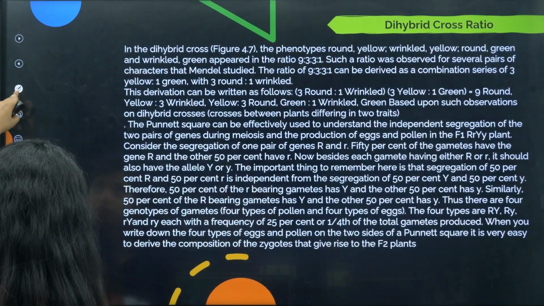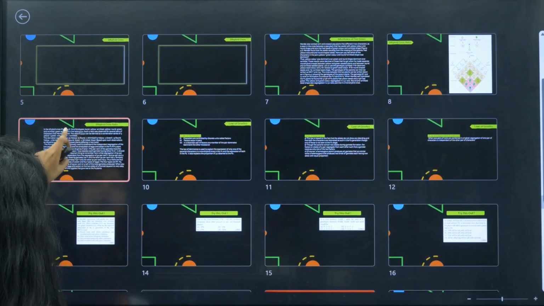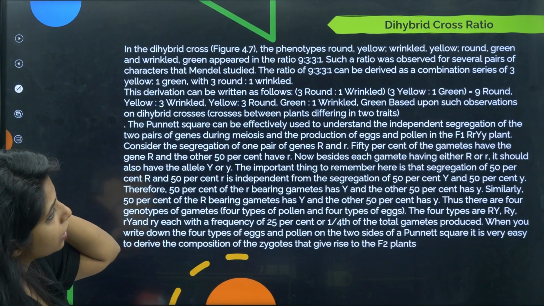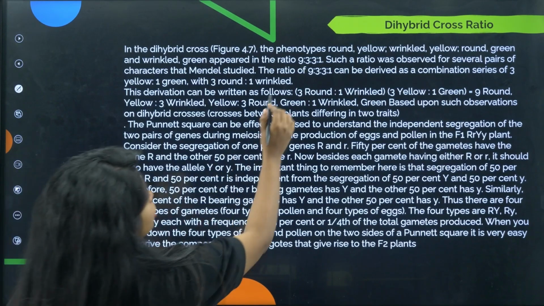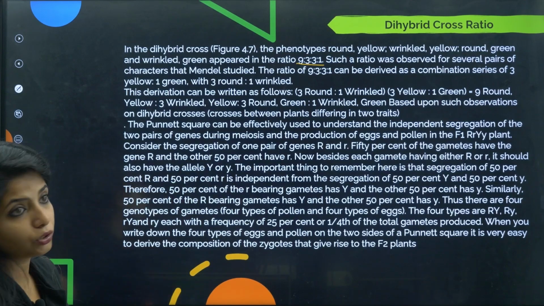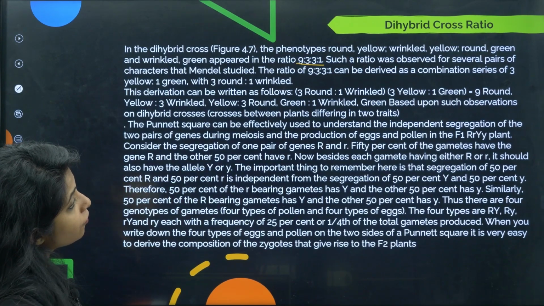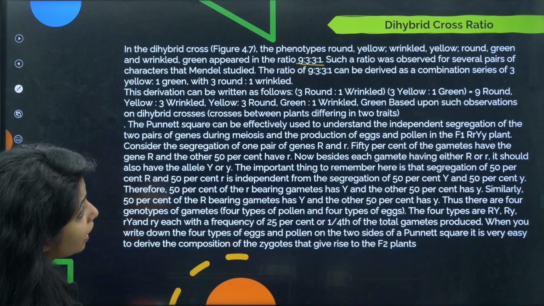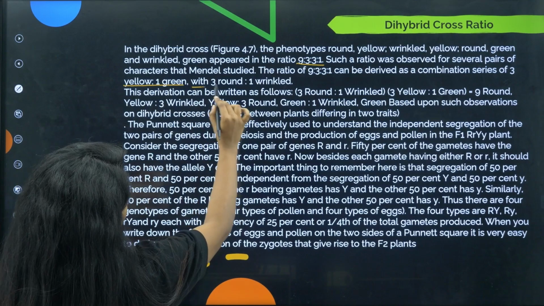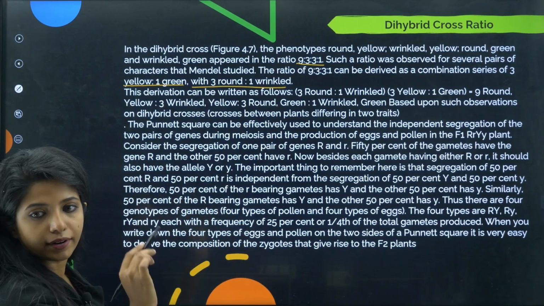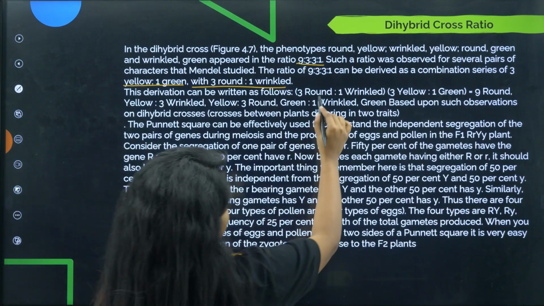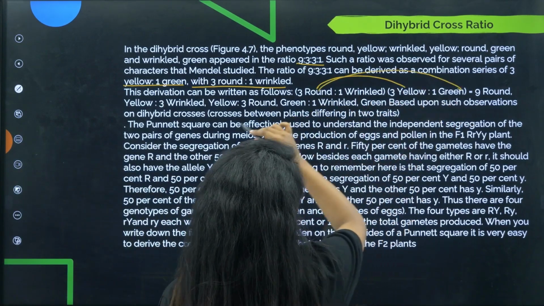Now, this is information that we should not be missing, we should be reading it once. Where is it? Yes. Okay, in dihybrid cross, the phenotypes round yellow, wrinkled yellow and all these appeared in the ratio 9:3:3:1. Such a ratio was observed for several pairs of characters that Mendel studied. Okay, not just this. The ratio of 9:3:3:1 can be derived as a combination or series of 3 yellow, 1 green with round yellow, 1 wrinkled, the one that I drew already and showed you, right? Now the derivation can be written as follows.